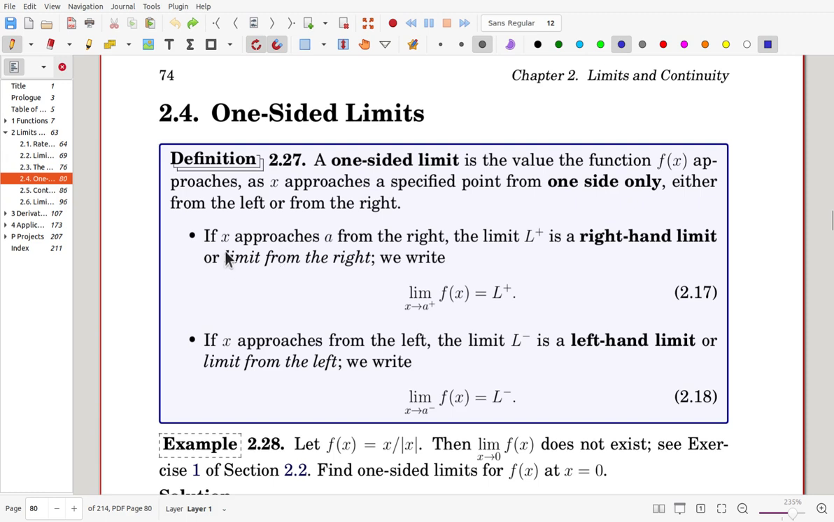So if x approaches a from the right and the function value approaches L plus, then we say L plus is the right-hand limit, and we can write it in this way: the limit of f(x) as x approaches a from the right equals L plus. Similarly, once x approaches from the left and the limit exists, then the limit is called the left-hand limit, and we write it in this way. Sometimes we call it the limit from the left.